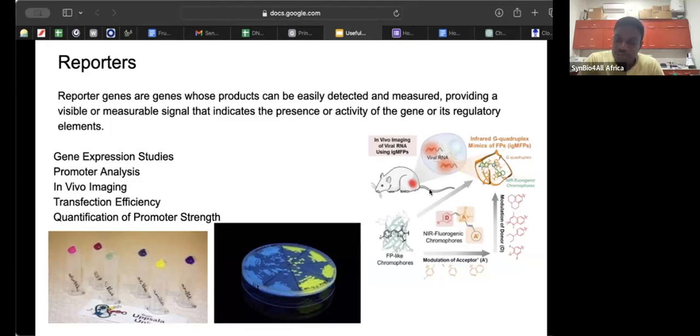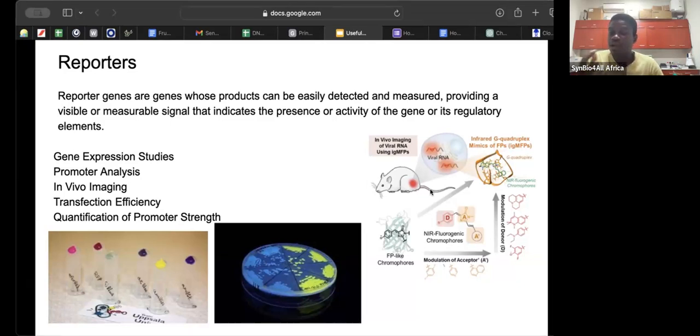Now, when we look at the last image here, it was basically an image I picked from a paper that was trying to tag a viral RNA with a fluorescence protein to be able to see which part of an organism has been infected with that particular virus, right? So with this, if the virus has been tagged with a particular fluorescent protein, then you'll be able to see that this part of this organism has been affected by this particular virus. And then it helps you track how the viral spreading is done in the organism.